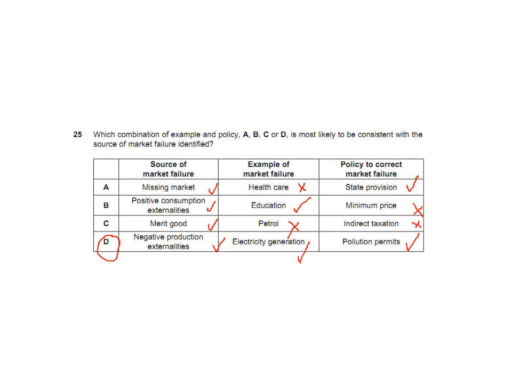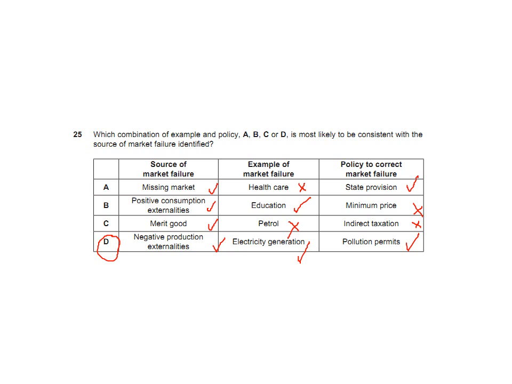Last question. Which combination of example and policy is most likely to be consistent with the source of market failure identified? Combination questions are getting more popular these days. Just look at the market failure, look at the policy intervention and see which ones match up really. In this case, D is the one that stands out.